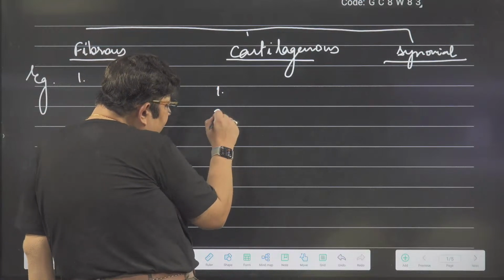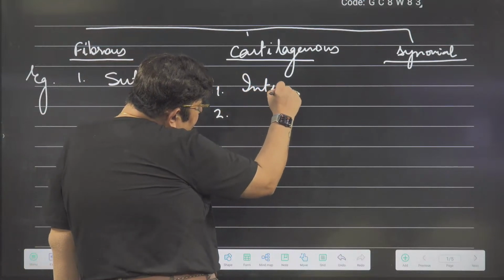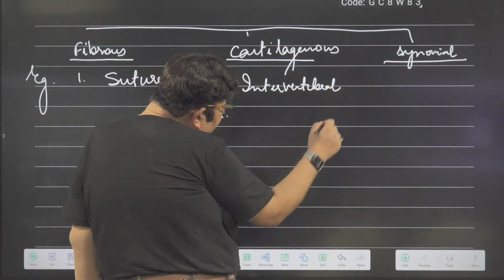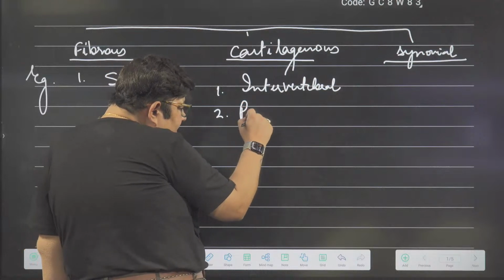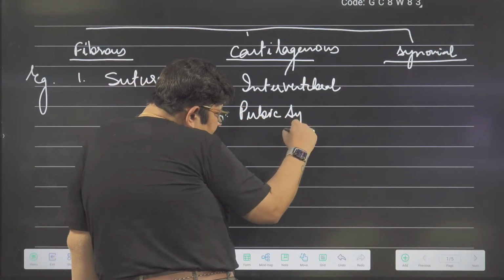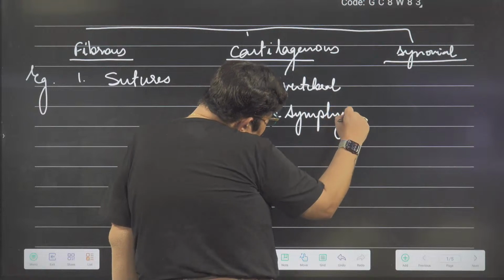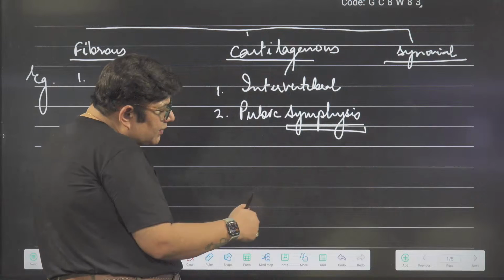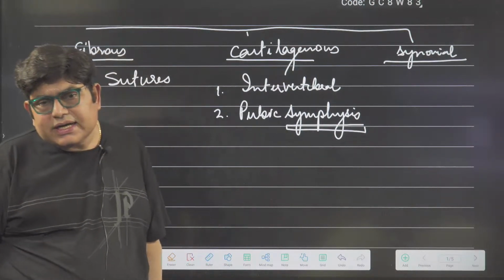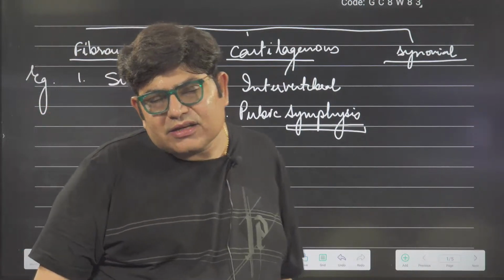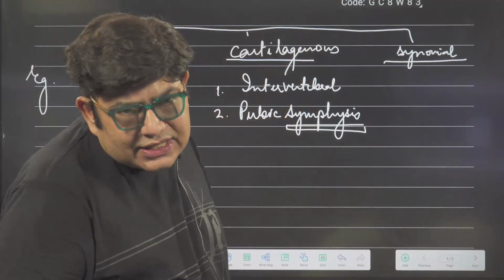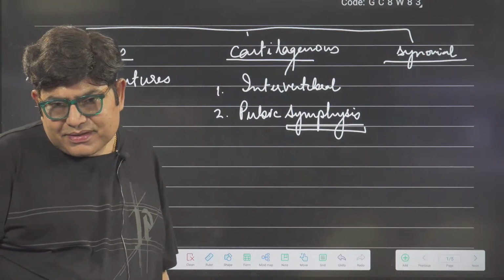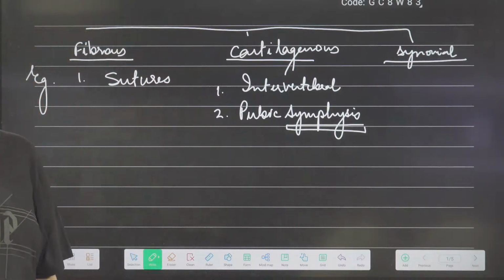Cartilaginous joints, remember two examples. Number one, intervertebral joint. Number two, pubic symphysis. The meaning of symphysis is where the two bones are fused with the help of a cartilage. Can you tell me which cartilage helps in pubic symphysis? The same type of cartilage is also in the intervertebral disc.